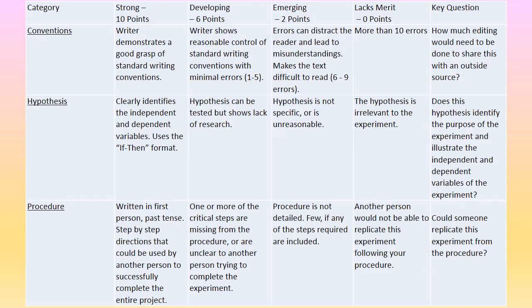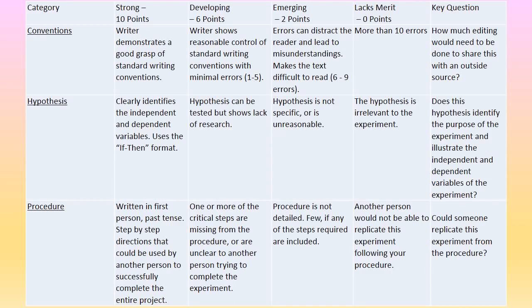So we're going to go through each different section on your lab. There's 10 sections that you're graded on. Each one is worth 10 points. The first section is conventions. This really should be pretty easy points. This is just making sure that you wrote with proper grammar. So conventions, the writer demonstrates a good grasp of standard writing conventions. We'll go through what I mean by that in just a second.